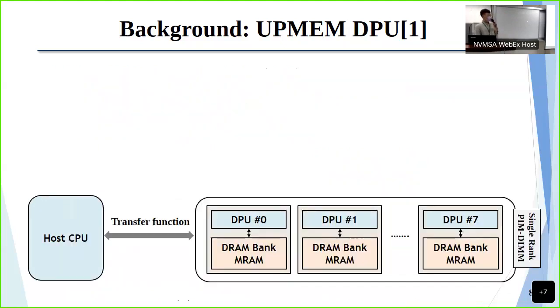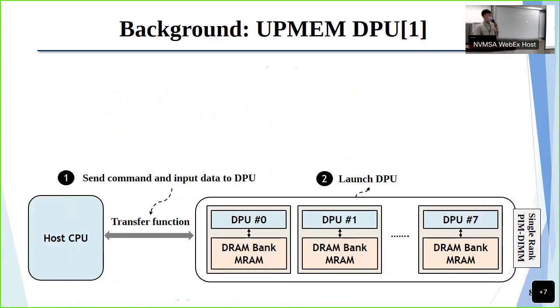The way to use the DPU is, first, to transfer the command and input data from the host to the DPU by the transfer function provided by the UPMEM SDK. Then we launch the DPU, which means we execute the DPU program. Third, after the execution, we get the result from the DPU to the host by the transfer function again.